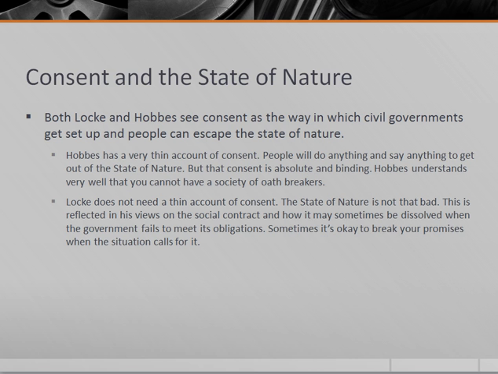Locke, on the other hand, doesn't really need such a thin account of consent because the state of nature is not so bad. And for that reason, agreements aren't made in such desperate circumstances. And this is reflected in his views on the social contract, and indeed how he thinks that sometimes the social contract can be dissolved when the government fails to meet its obligations. In other words, sometimes it's okay to break your promises.